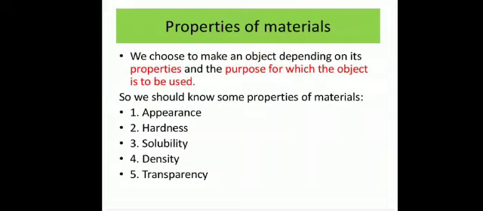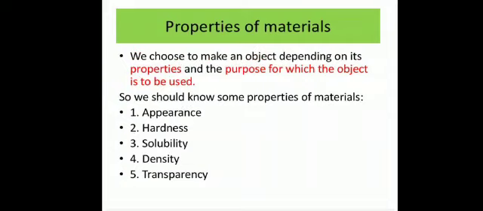And we use bricks for making walls of our house because they are opaque and nothing can be seen through them. So we will now use the different properties of materials to classify them into different groups. So what are those properties? Appearance means material is shiny or dull. Hardness or softness. Solubility or insolubility in water. Density means heaviness or lightness with respect to water. And at last, transparency. Transparency means transparent, translucent and opaque.